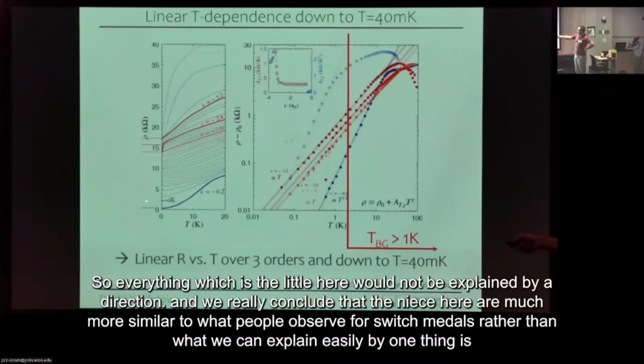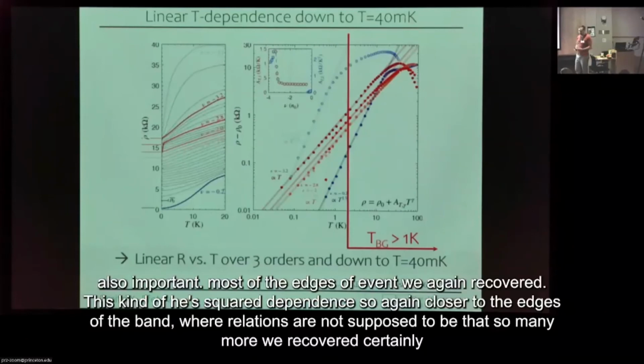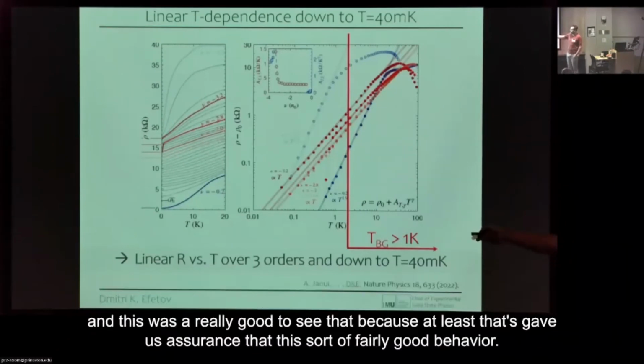One thing is also important: close to the edges of the band, we again recovered this kind of T-square dependence. So again, closer to the edges of the band, where correlations are not supposed to be that strong anymore, we recovered the sort of Fermi liquid-like behavior. And this was good to see, because at least this gave us assurance that this sort of Fermi liquid behavior we can also see in these devices.